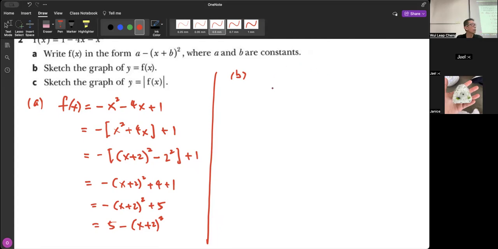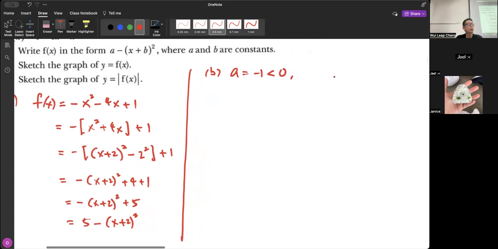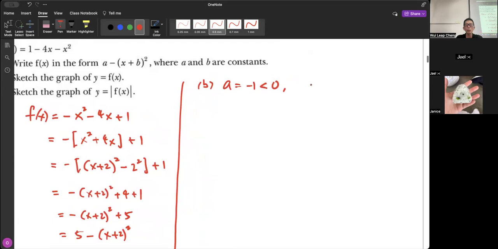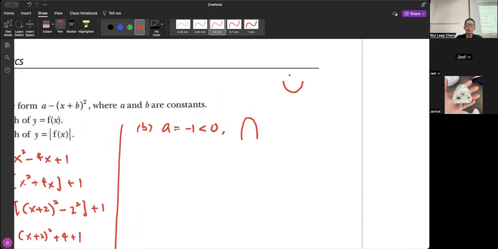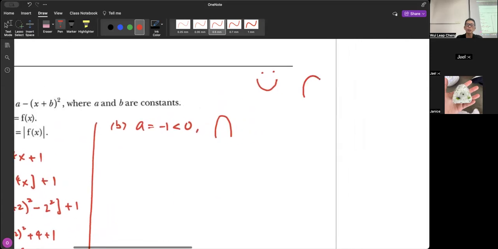What is the value of A? -1. If it's negative, what does it mean? What shape is it? This is the smiling face. And what is this face? Sad face. So the shape is a sad face. Okay.